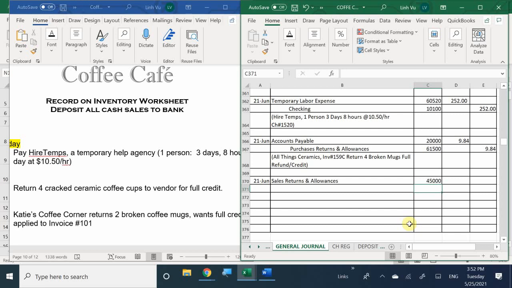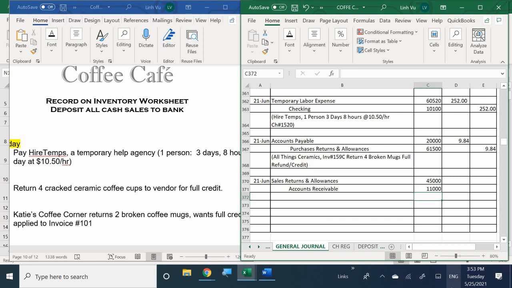And here's the notion here. She doesn't want the money back. She wants us to apply it to our invoice. So in this case, accounts receivable is correct, because she doesn't want a check back. She wants us to apply it to her invoice that she has right now. Okay, so accounts receivable. What account number is that? I think it's 11,000, right? Okay. All right.